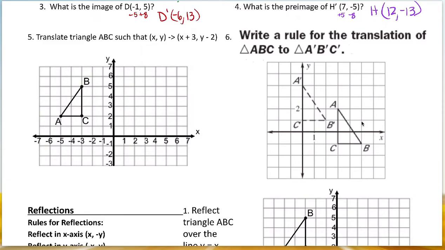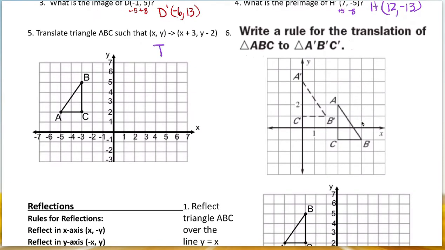Number 5 here, we want to apply a translation to a figure. Again, another notation you might see for this, capital T, +3, -2 in pointy brackets like that. That is the same thing, just a different form of notation. So since we're adding 3 onto the X, that means we're going to go right 3. And since we're subtracting 2, we're going to go down 2.